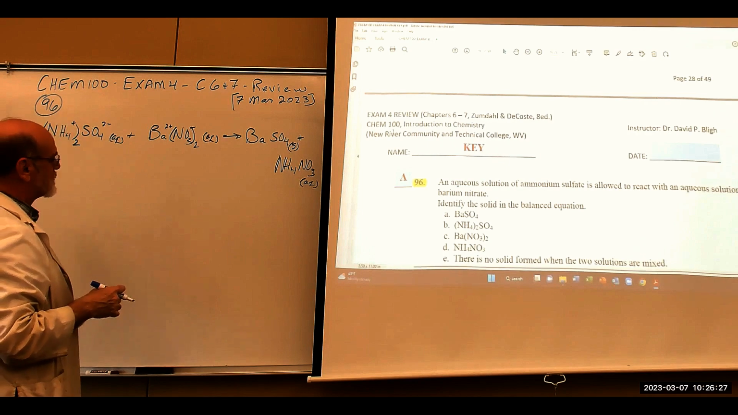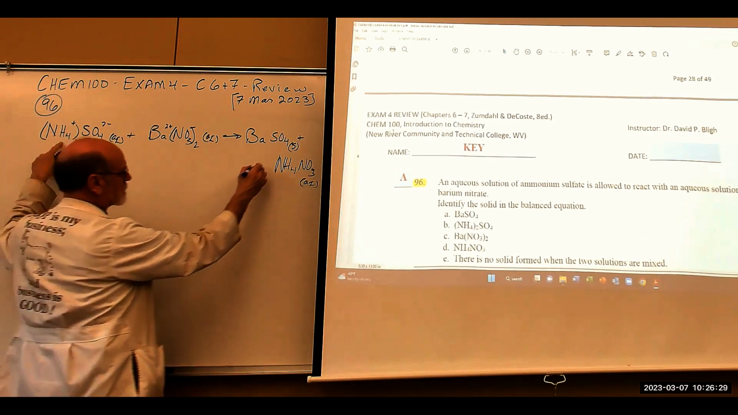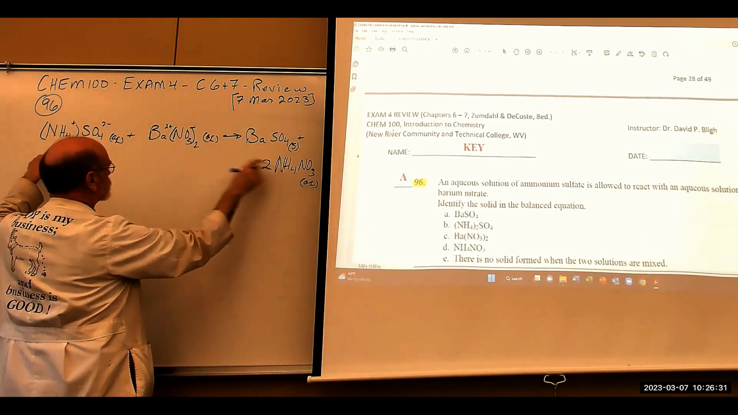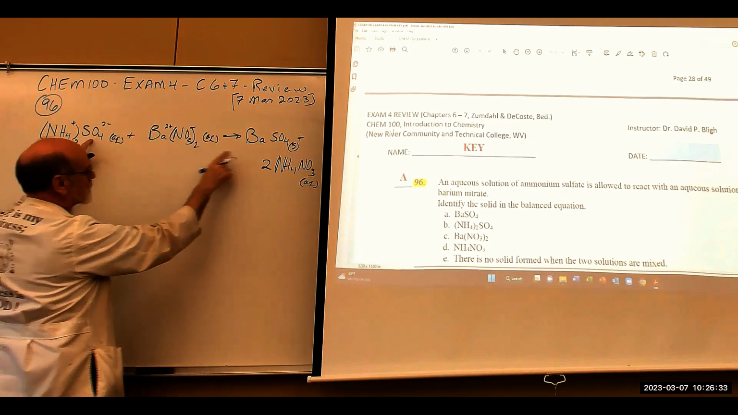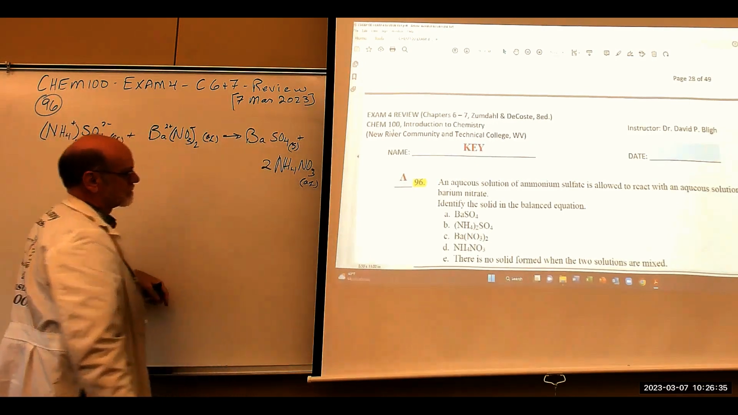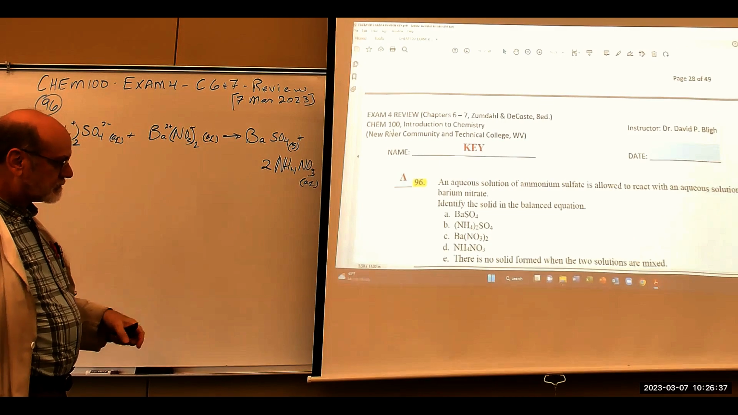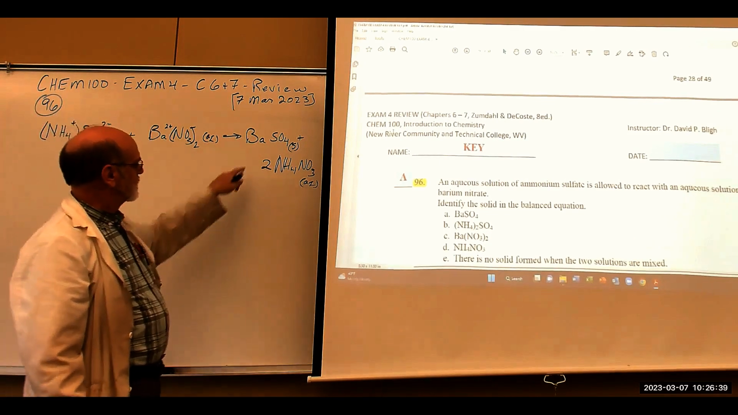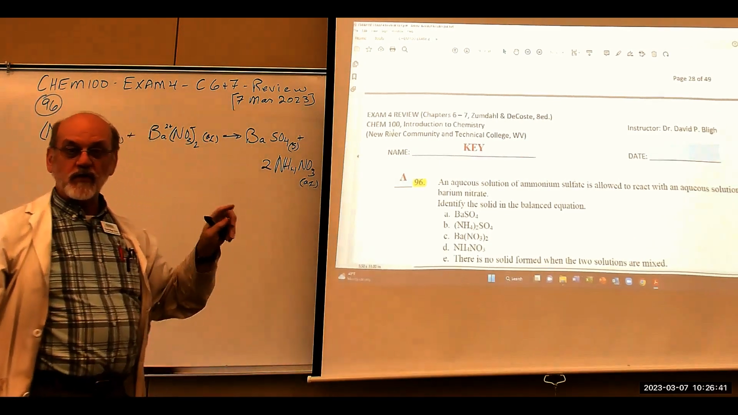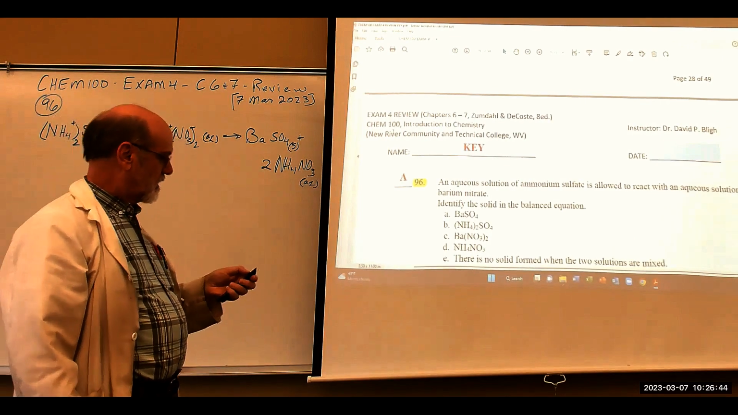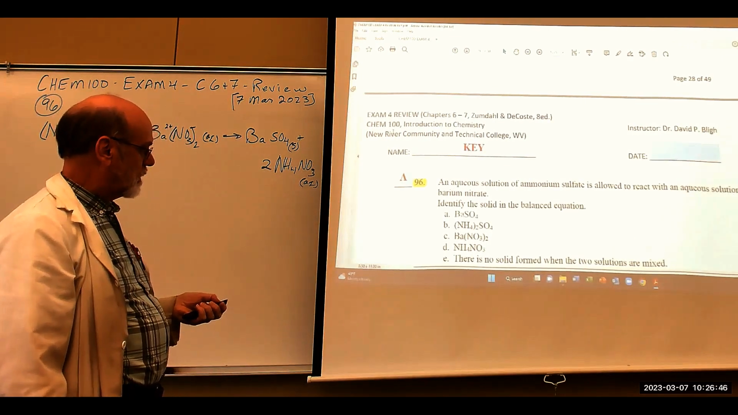But do we need to balance it? Well, we need 2 ammoniums. And that gives us 2 nitrates. We got 1 sulfate and 1 barium. That's balanced. So, which one is the solid? It's barium sulfate with a 1 coefficient. Right here.